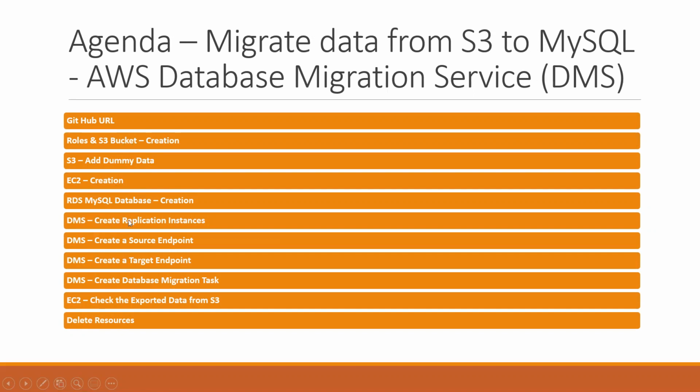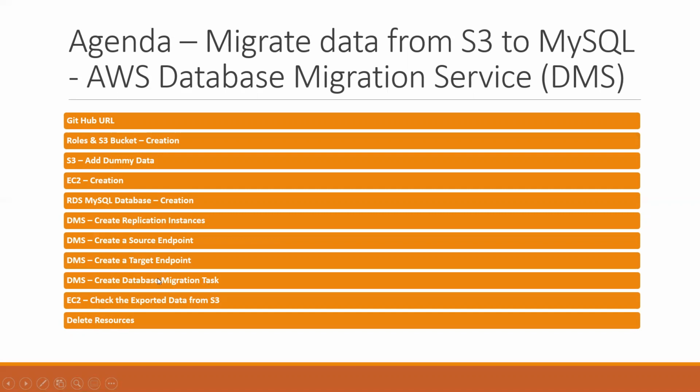We will first create a replication instance. After that, we will define the source endpoint. Here, the source endpoint will be our S3 bucket, and then we will create a target endpoint. The target endpoint will be our RDS MySQL server. Now, after creating the replication instance, source and target, we will create the database migration task.